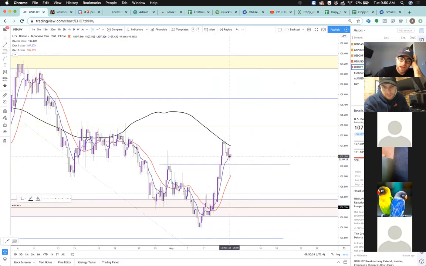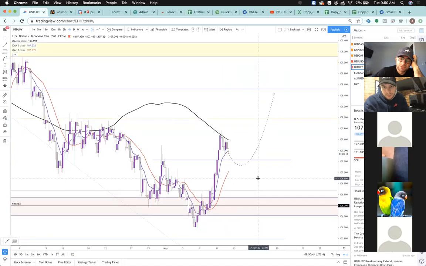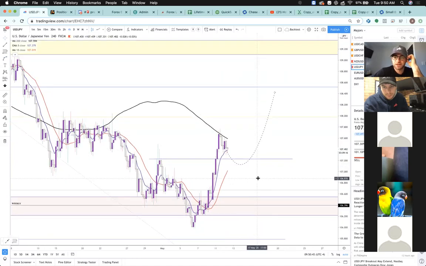I will potentially look for some sort of long positions into this higher time frame level. And this is because this is the 4 hour. This is still a pretty significant time frame.